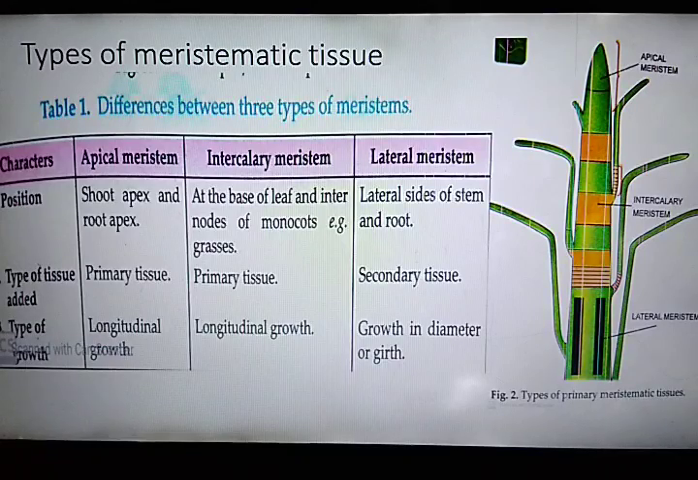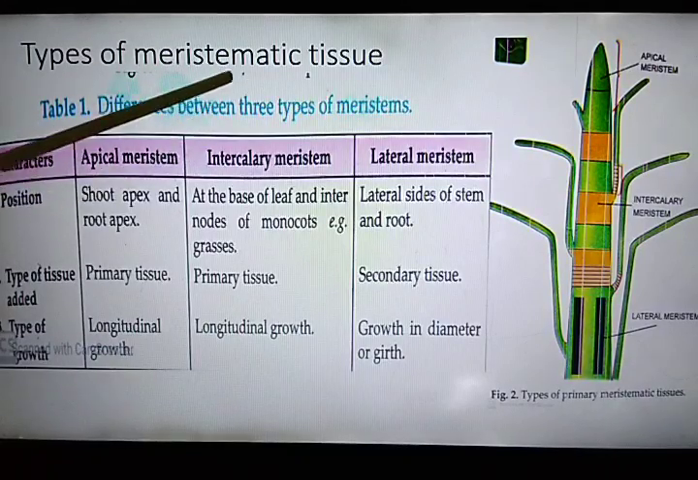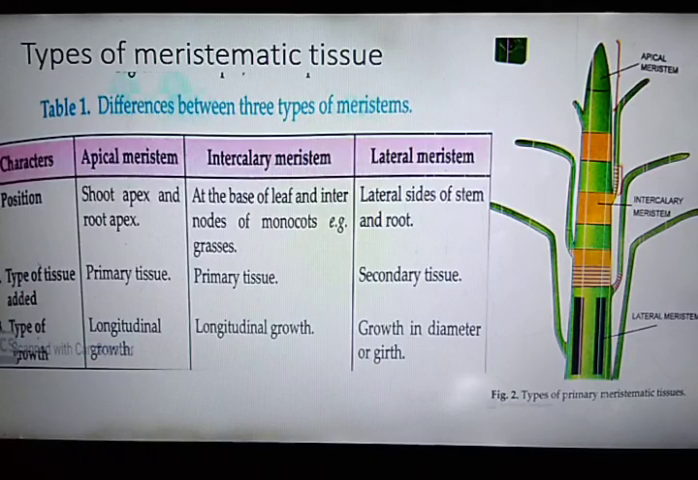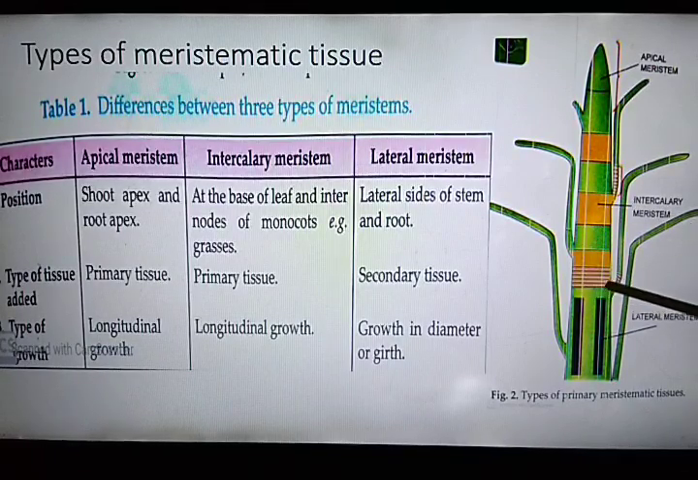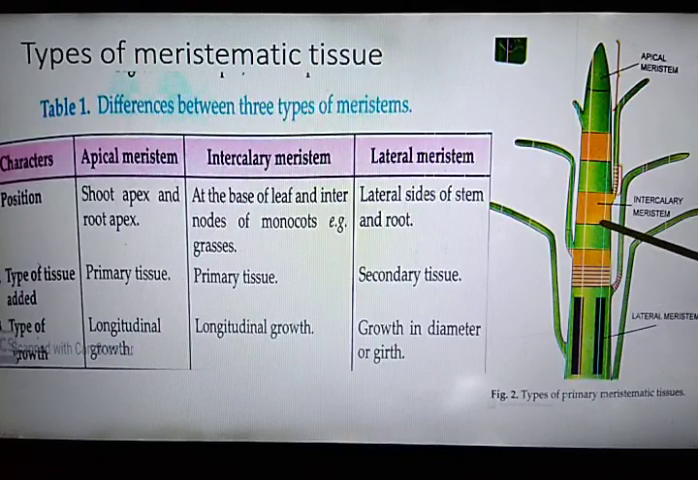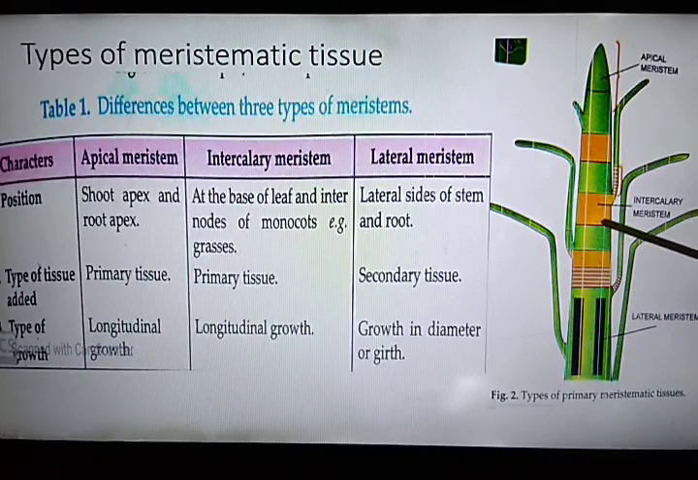Second is the intercalary meristem. Intercalary meristem is present at the base of the leaves and the internode of the stem. This region is known as the internode. This is the node. The space present between the two nodes is known as the internode.